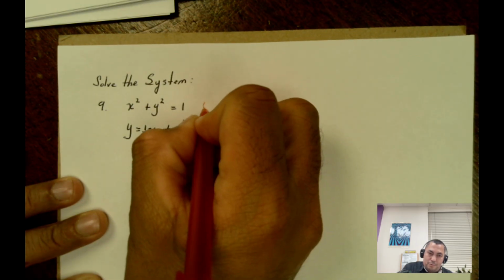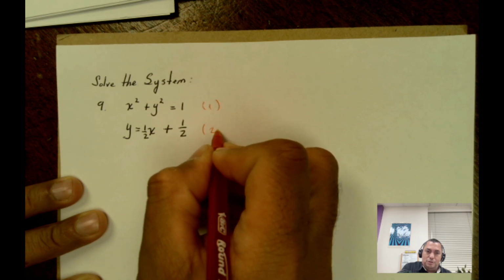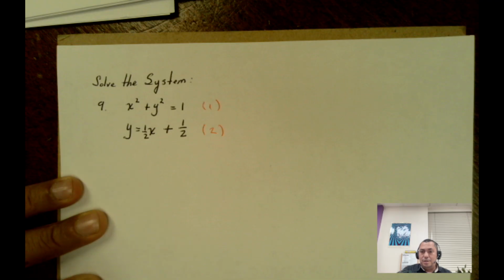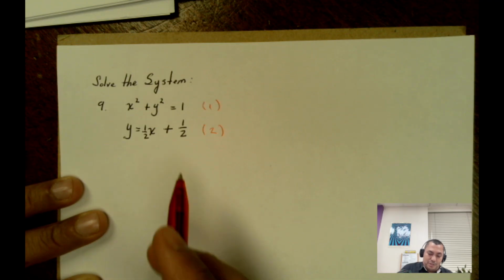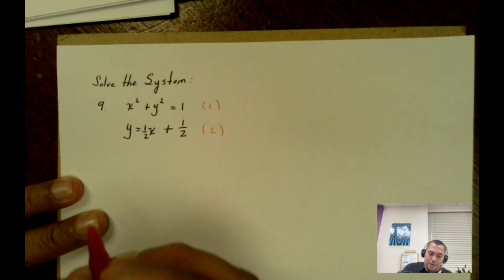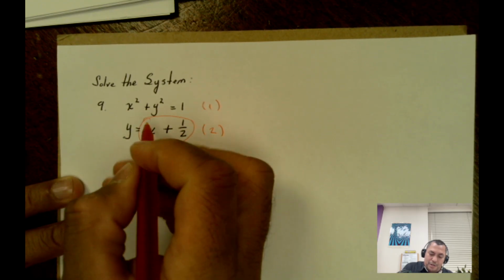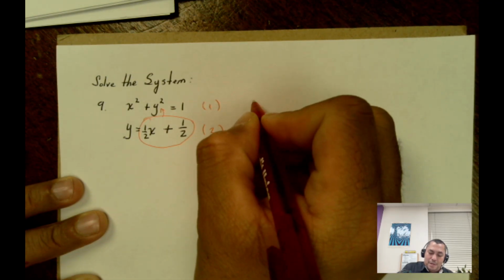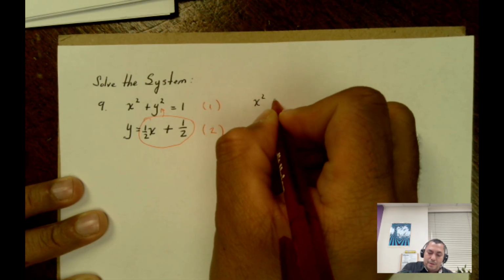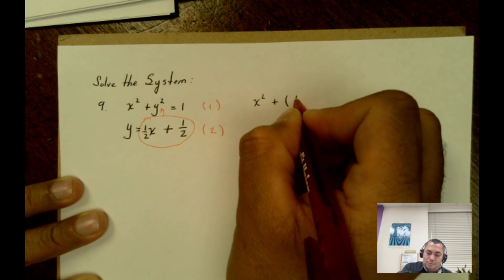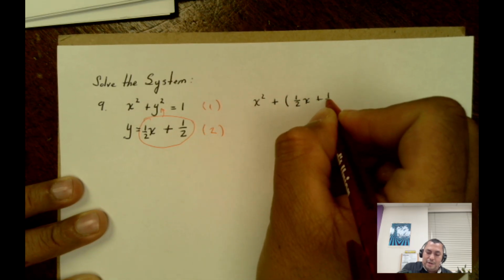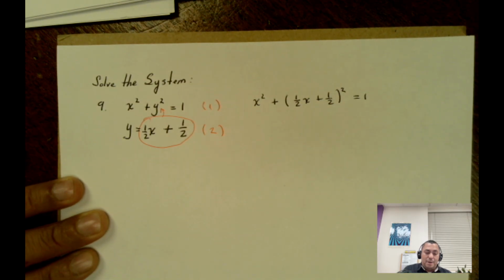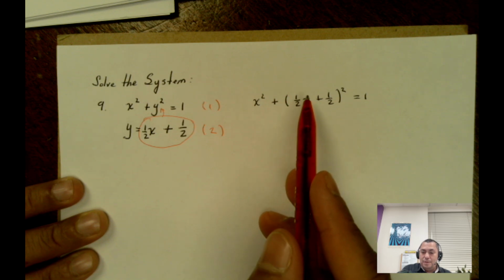Remember, this is equation number 1, and this one is equation number 2. And equation number 2 is already solved for one of the variables, so the most obvious option in this case is to apply substitution. I will take this whole expression and employ it in the y squared in equation number 1. For example, I'm going to have x squared plus, open parenthesis, 1/2 x plus 1/2, to the second power, equals 1. Now what I'm going to do is expand this binomial.